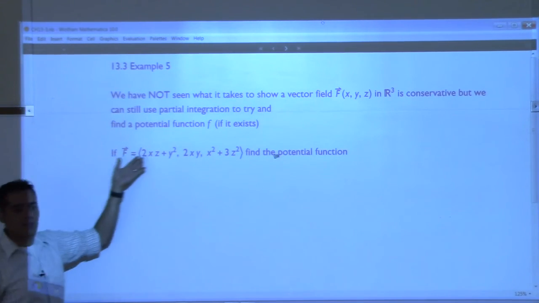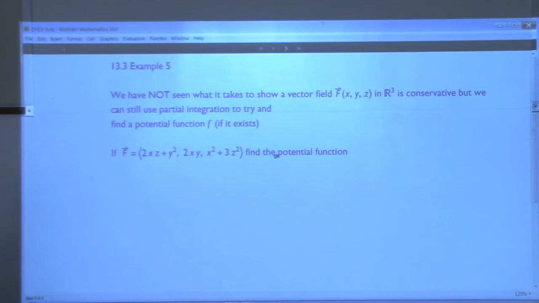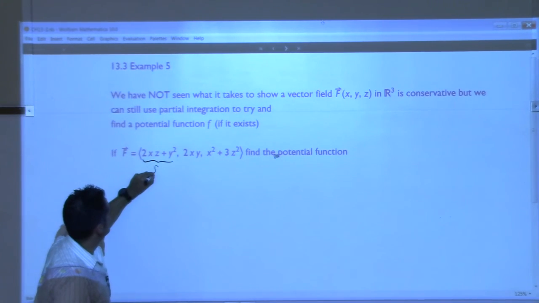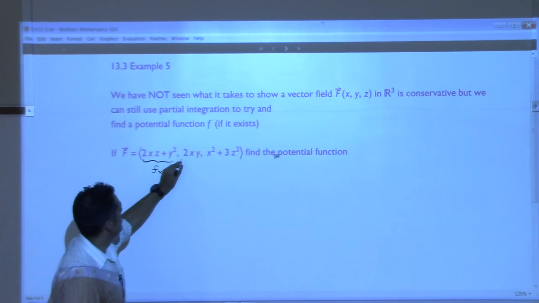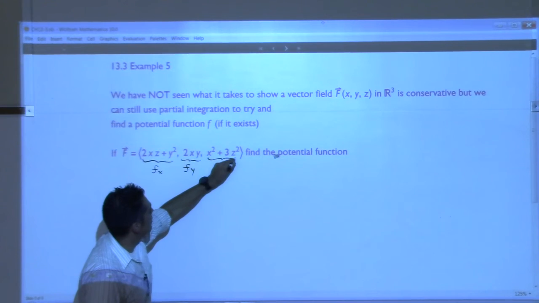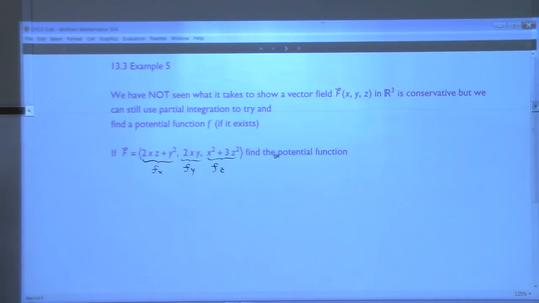Right now, we don't know if it's conservative, so we don't know if there is a little f or not. But we can still go try and find it, and we're going to use the same process, but it's going to be more complicated. All right, so what would be our first step here? We're assuming that this is the partial of little f with respect to x. We're assuming the second component is the partial of little f with respect to y. And we're assuming that the third component would be the partial of little f with respect to z. So you see there's more work to be done. So we start with the first piece.